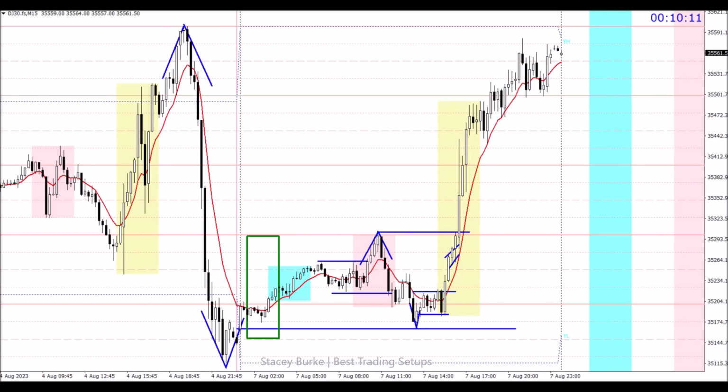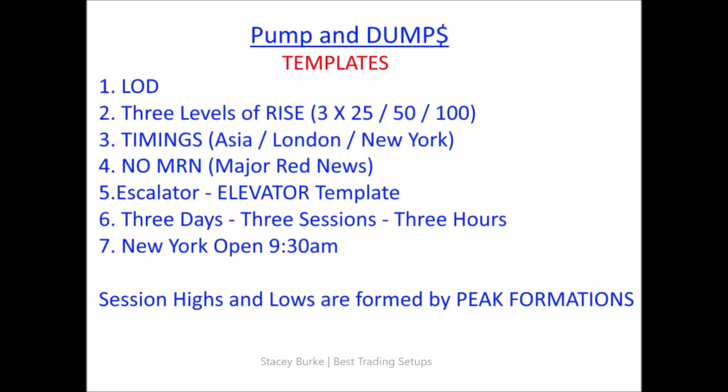Dump and pump. Coming back to understanding 3 levels of rise, 3 levels of fall, working from the low of the day. Now, obviously, the same thing can be applied for dump and pumps from the high of the day. Same situation. We'll do a specific one on that. I'm going to try and break these up into shorter videos.